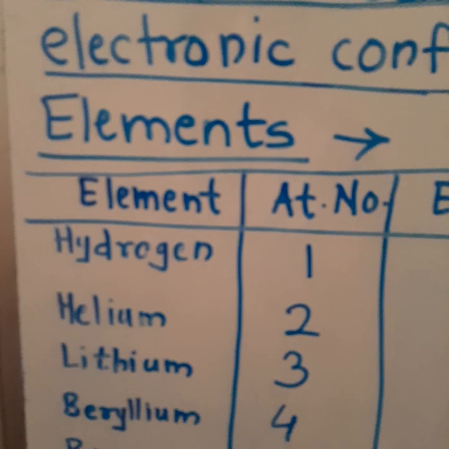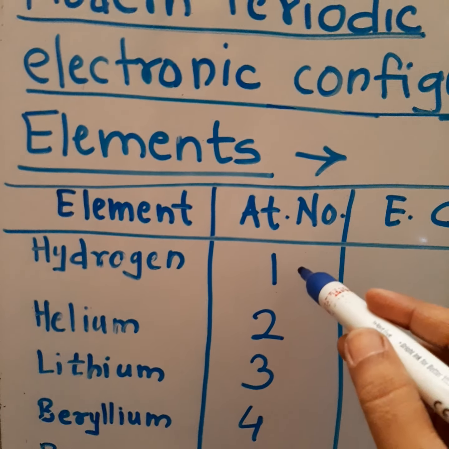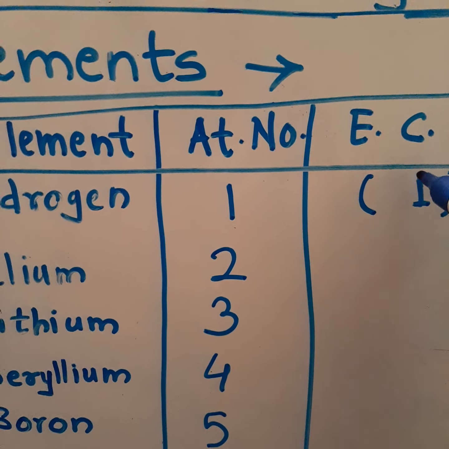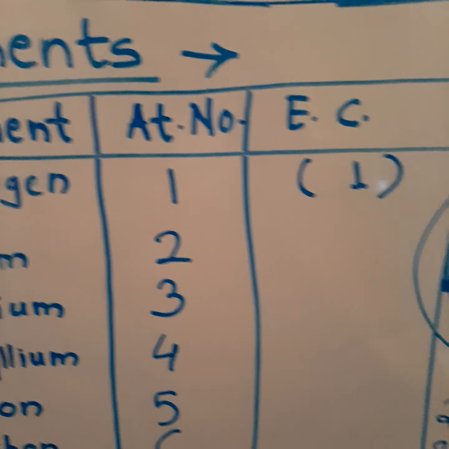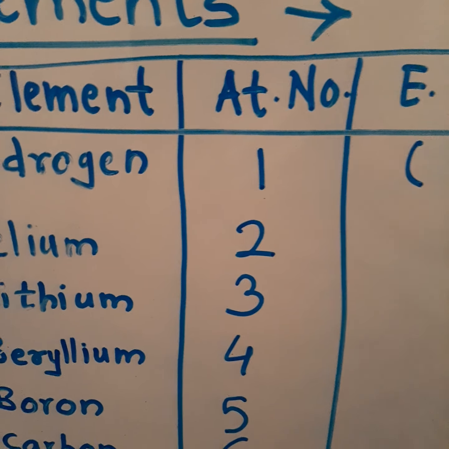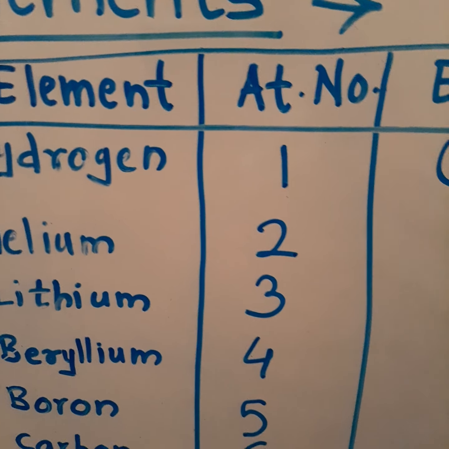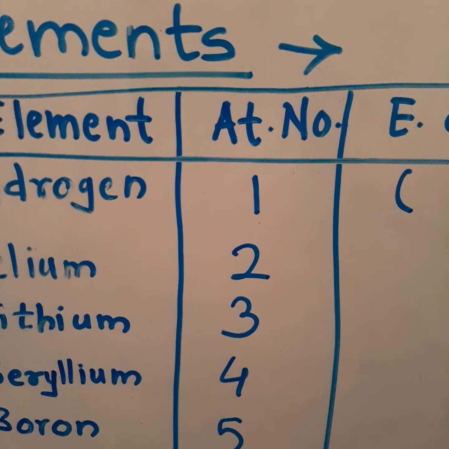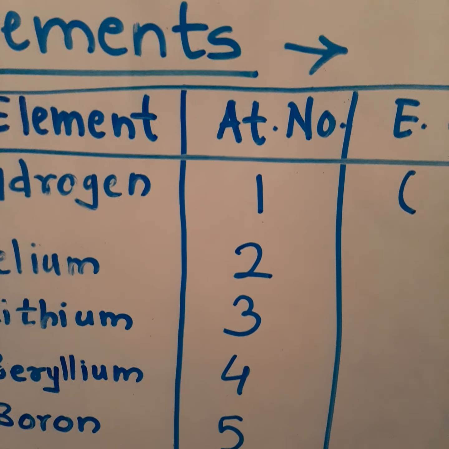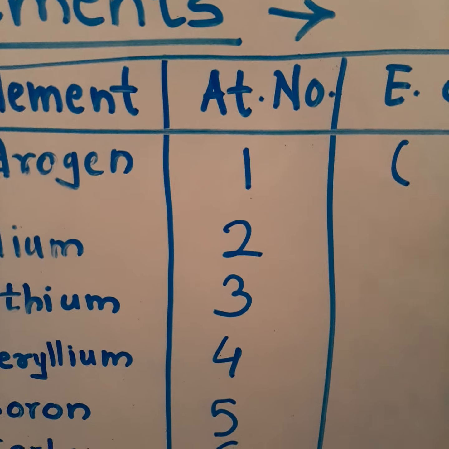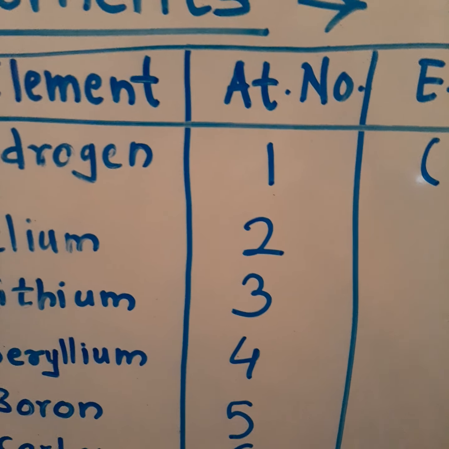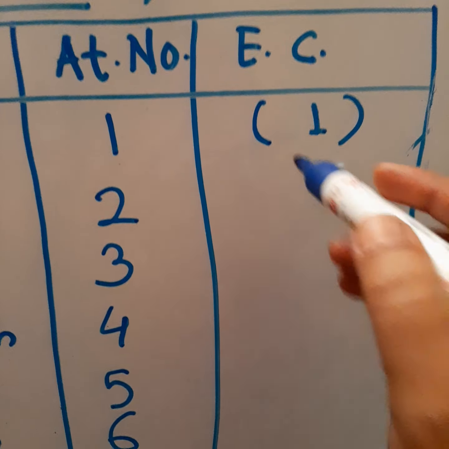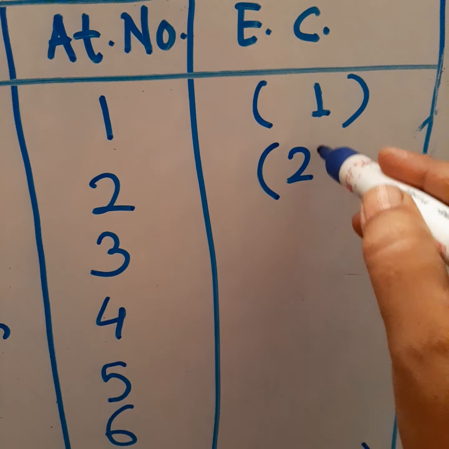Now in the case of hydrogen, only one electron is present. So its electronic configuration is 1, because that one electron will be accommodated in the first shell. Now the next one is helium. In the case of helium, the atomic number is 2. The maximum capacity of the first shell is 2, so both electrons will be accommodated in the first shell only. So the electronic configuration of helium is 2.